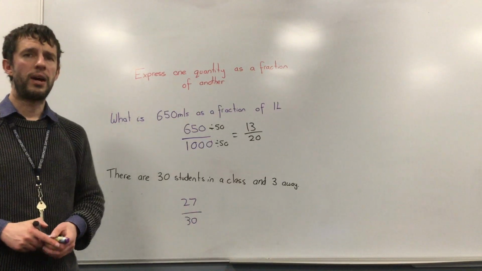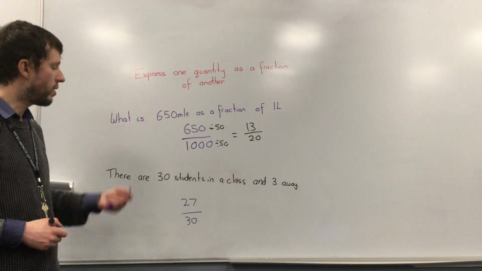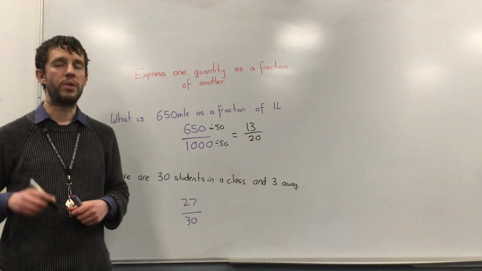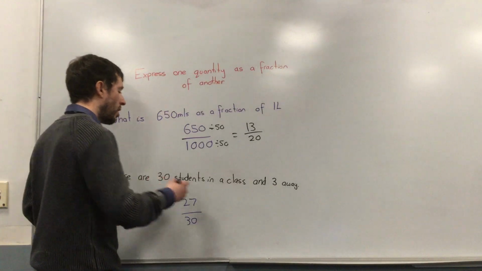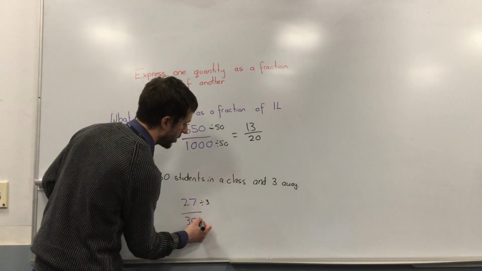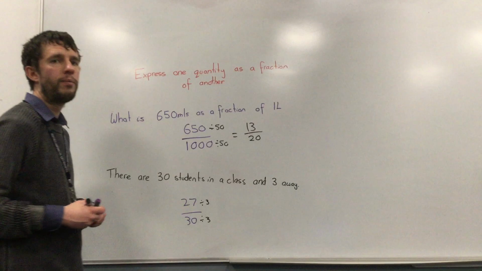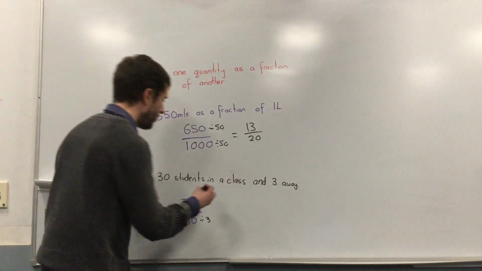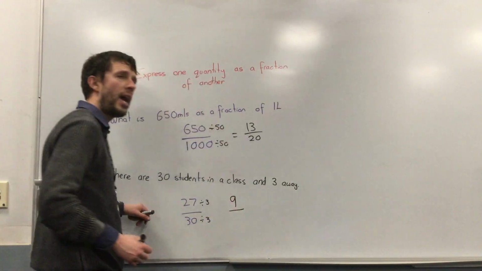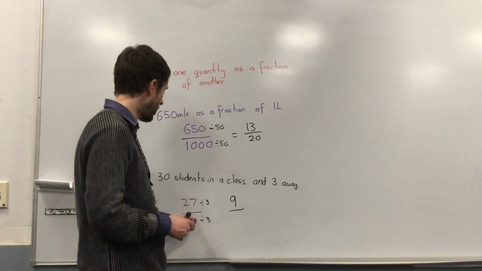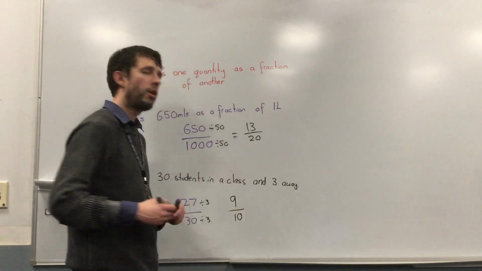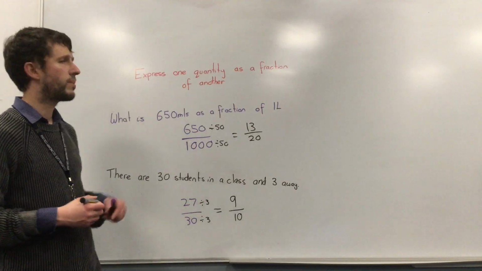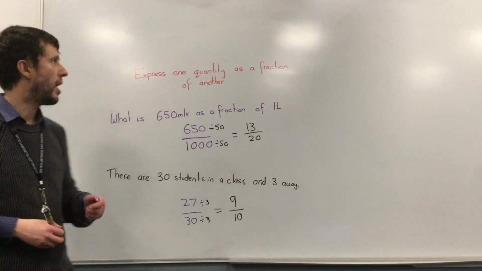But I can also simplify that because I know 27 and 30 are both multiples of 3. So that means 3 would be a common factor. If I can go 27 divided by 3, so how many 3s in 27? There is 9. And how many 3s in 30? There is 10. So 27 over 30 is the same as 9 over 10, and I've expressed one quantity as a fraction of another.